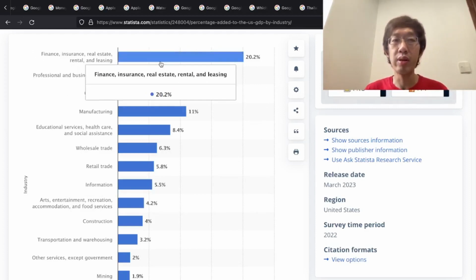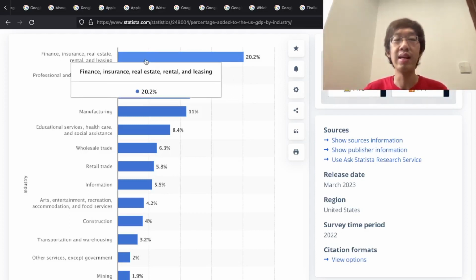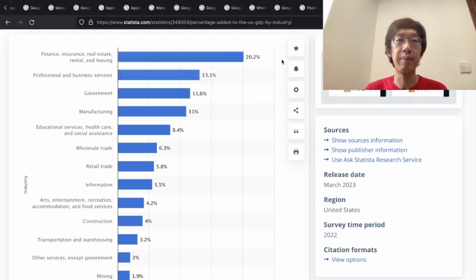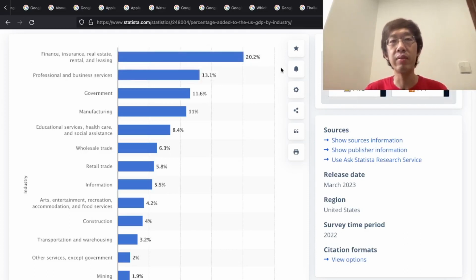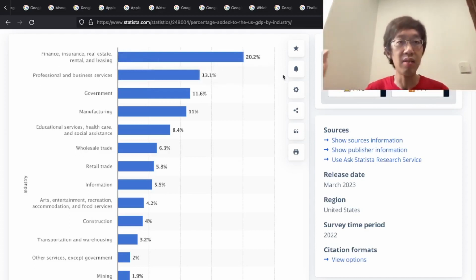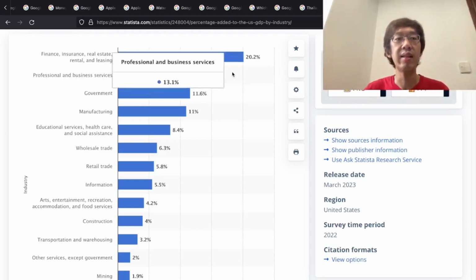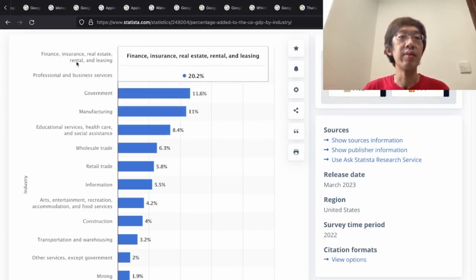Most people have insurance: car insurance, mortgage insurance, health insurance, anything that people do in the US, they have insurance. And real estate, foreign investors can also buy US real estate. The US real estate housing market is really good. The population is growing and they have a strong economy, so a lot of people can buy houses. And rental and leasing, even if they can't buy houses, they still have to rent and lease. So that's why 20.2% comes from this industry.